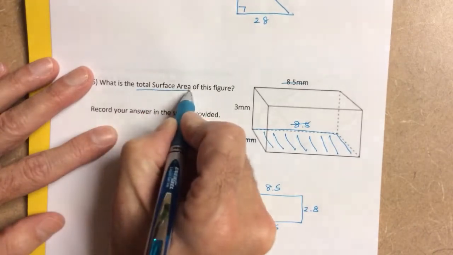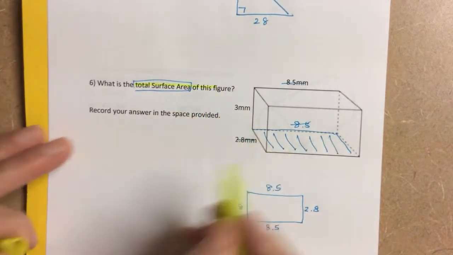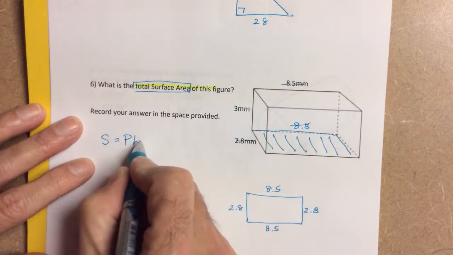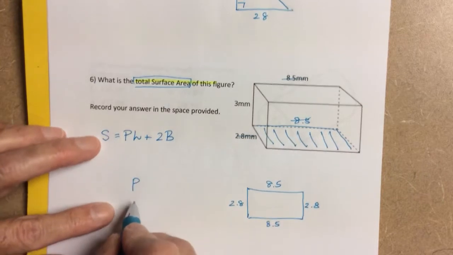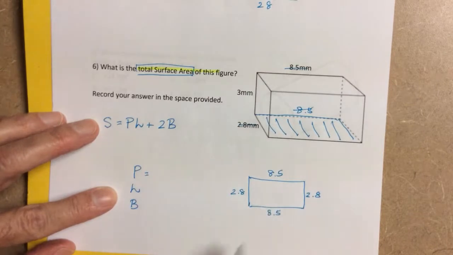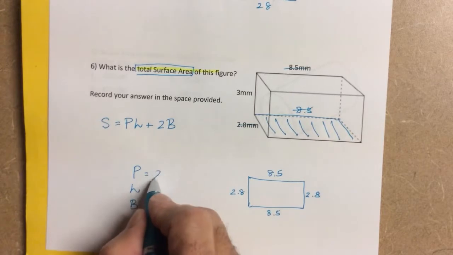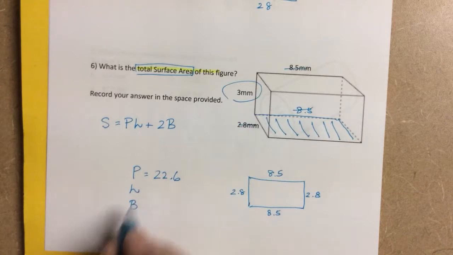So, total surface area. Make sure you're using the right formula. Total surface area, and it's a rectangular prism. S equals PH plus 2B. I need P, I need H, and I need B. P is the perimeter of this base, which I get as 22.6. The height of the prism would be the other number that we haven't used.